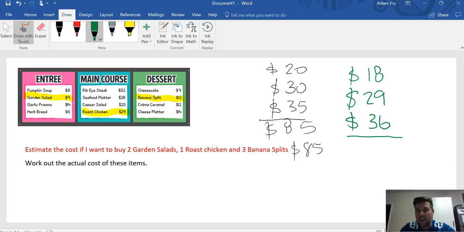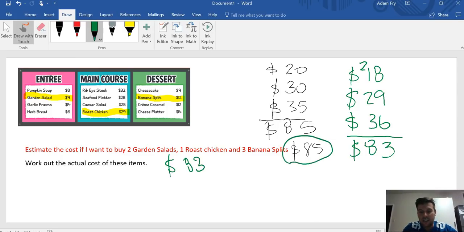So let's work this out now, okay? 8 plus 9 is 17. 17 plus 6 is 23. And we carry our 2 up the top here. 2 plus 1 is 3. 3 plus 2 is 5. 5 plus 3 is 8. So our actual cost of these items is $83.